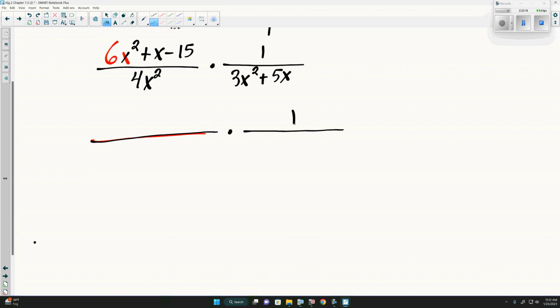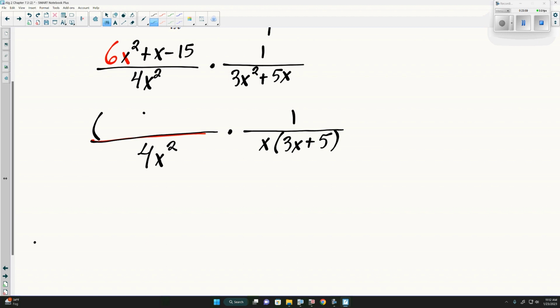Now we know 1 won't factor any further, so we can leave it there. And we can also leave 4x squared. Which one do we want to factor first? 6x squared plus x minus 15 or 3x squared plus 5x? So 3x squared plus 5x. We don't have a constant term, so it must have a greatest common factor, which is x. We can take an x out of 3x squared, which leaves us with 3x, plus 5. Because if we take an x away from 5x, we're just left with 5.